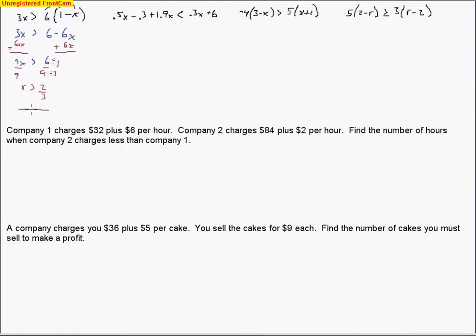So when I go ahead and graph that, I'll put the 2/3 in the center. And I'll stick the 0 off to the left. And it's an open circle. And all the values of x are greater. That means to the right.